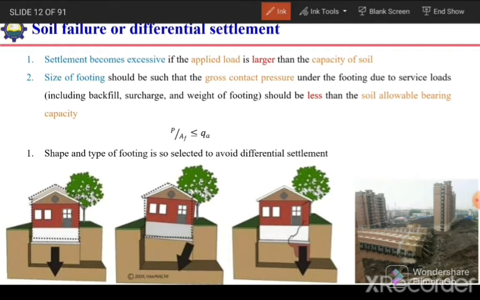Okay, first of all, soil failure or differential settlement. One by one we will discuss all those types of failures, and we will see how we can ensure the safety against those failure modes.